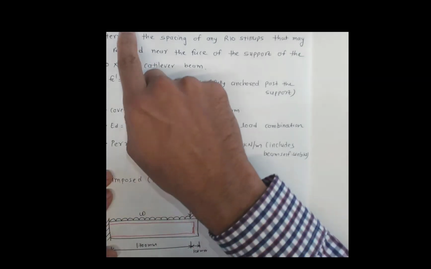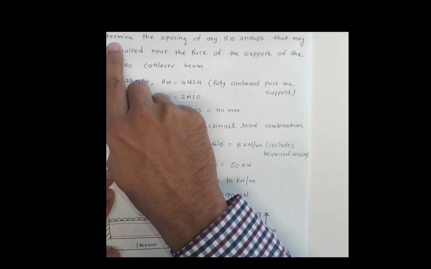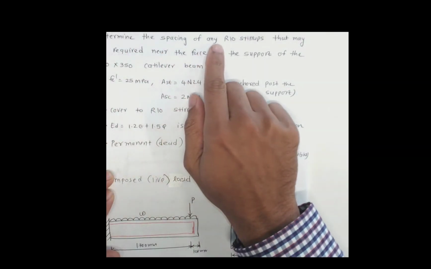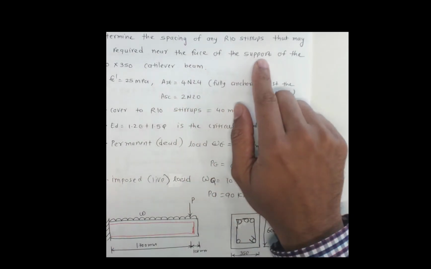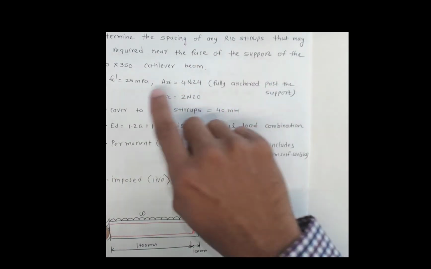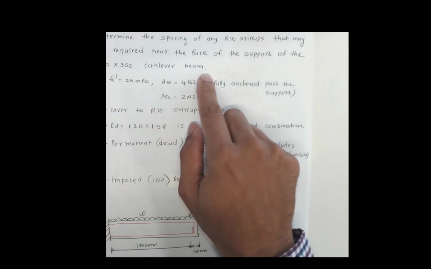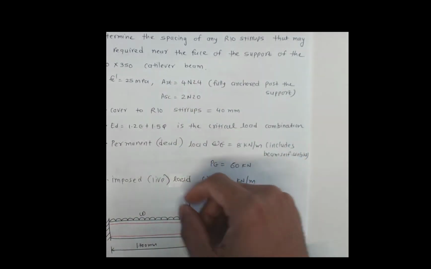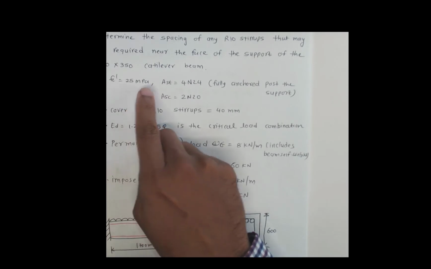This video explains the design of reinforced concrete beam under shear. We need to determine the spacing of R10 stirrups that may be required near the face of the support. So if you have a support here of the 600 millimeter by 350 millimeter cantilever beam, so it's fixed here and it's loading here. Concrete compressive strength is given 25 megapascals.